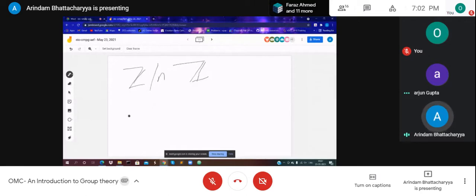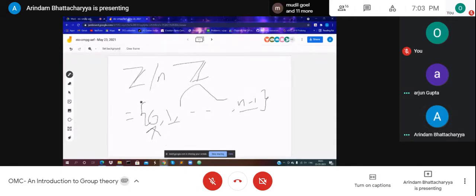So Z mod nZ refers to the set of numbers 0, 1 up to n minus 1, and this set of numbers under addition modulo n forms a group. That is to say that there is an identity element which is 0. Every element has an additive inverse. So 1's additive inverse is n minus 1, 2's is n minus 2, and so on. And the addition operation is nice enough in the sense that it is associative and closed.